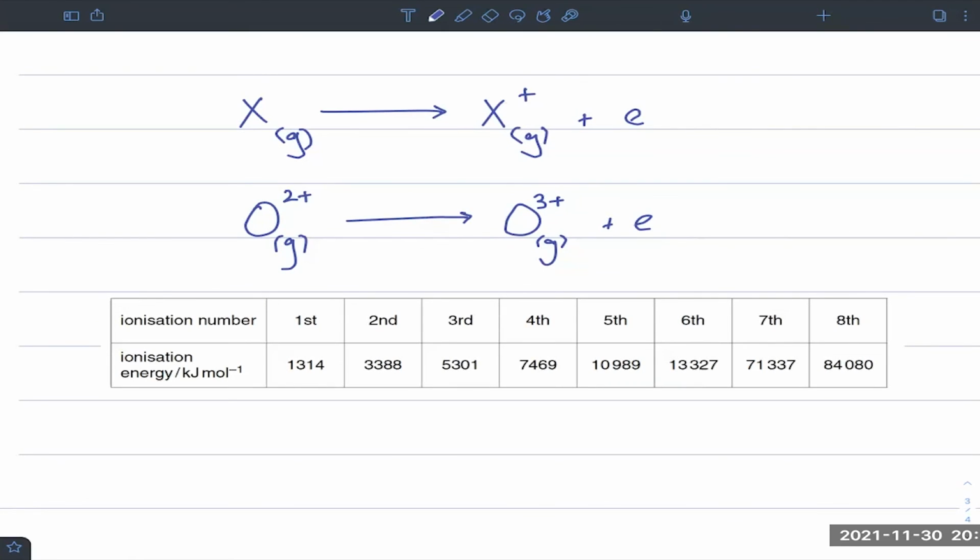Because there's one big jump after the sixth ionization energy. Good. So this big jump, this big change to a high ionization energy, tells me that there are two levels. There's one level here and there is one level here. Okay. How does this show that oxygen is in group six? Because there are 6 ionization energies before the jump. Good. So there are 6 electrons in the outer shell.